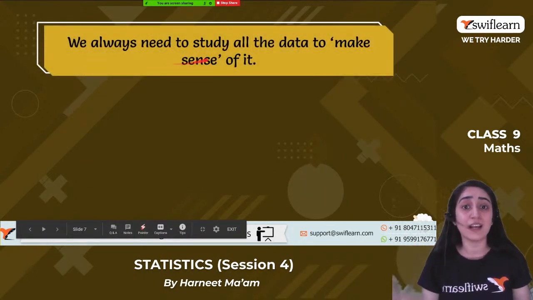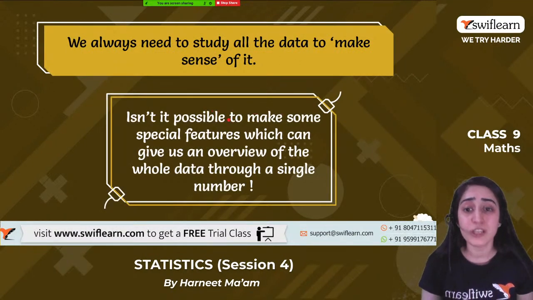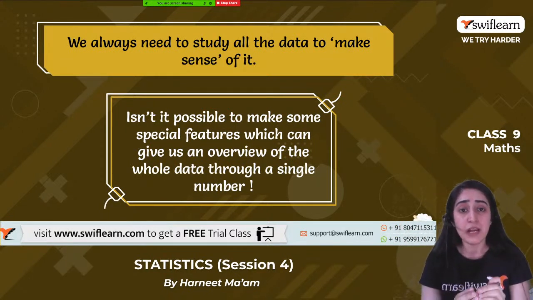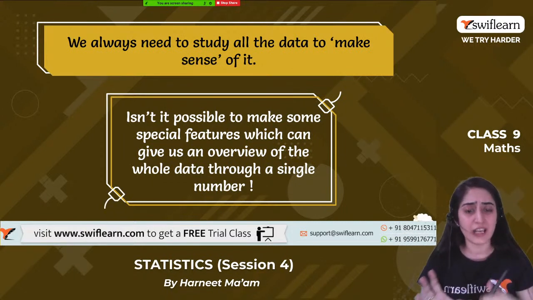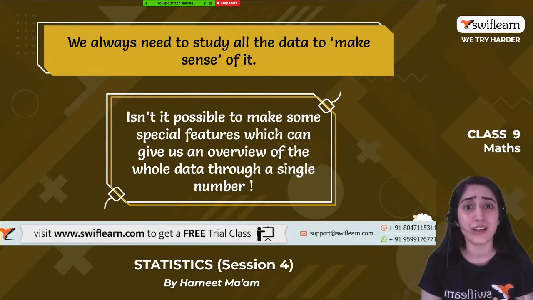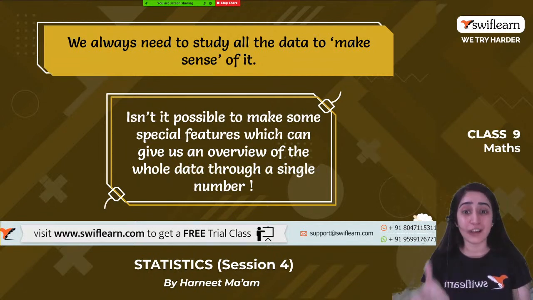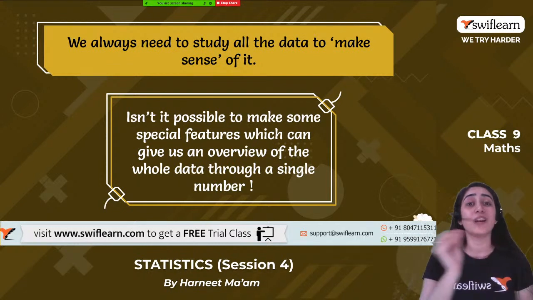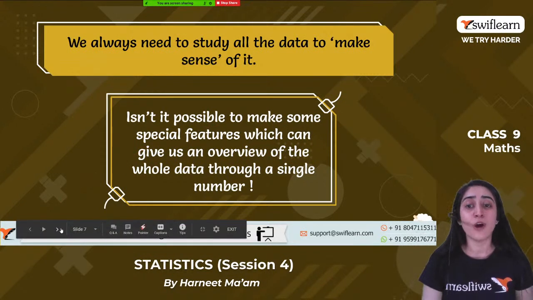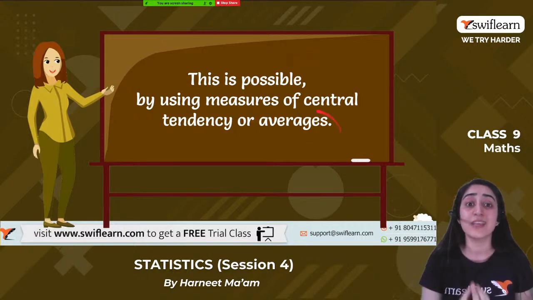So we have already studied about the data that makes sense of it. Isn't it possible to make some special features which can give us an overview of the whole data through a single number? अब मैंने डेटा बनाया, उसका ग्राफ बनाया, उसको समझने की कोशिश करी, सब कुछ करा, ठीक है, बट हर टाइम ग्राफ ही बनाते रहे तो लॉजिकल नहीं है ना. हर जगह पे ग्राफ दिखाते रहो. Right? So for that we are trying to figure it out कि कोई ऐसा नंबर मिल जाए. अगर हम नंबर डेटा में से एक चीज पर्टिकुलर उठा लेंगे तो ऑटोमेटिकली पता चल जाएगा, राइट? तो हमें ग्राफ बनाने की जरूरत नहीं है. So this is possible by using measures of central tendency और एवरेज.